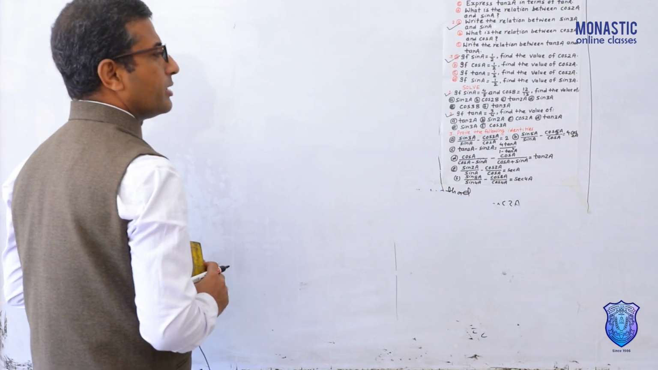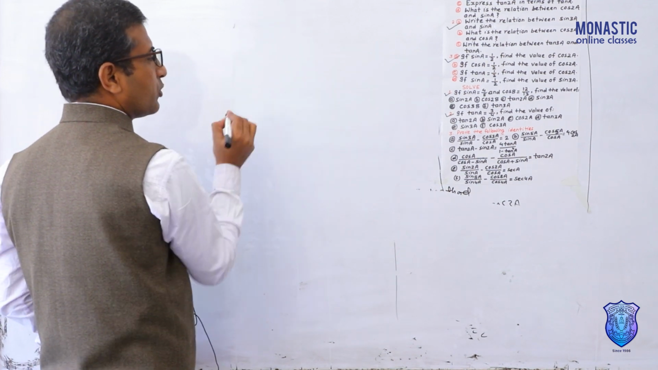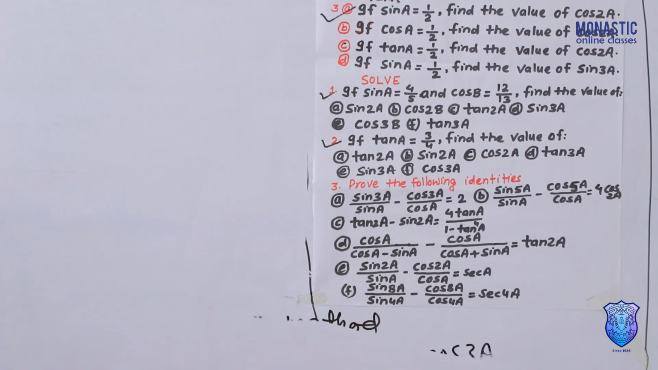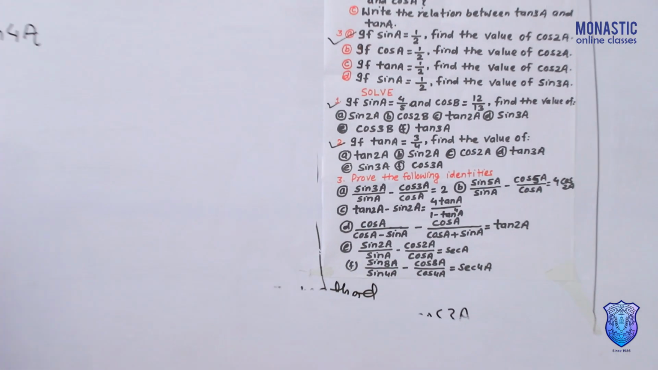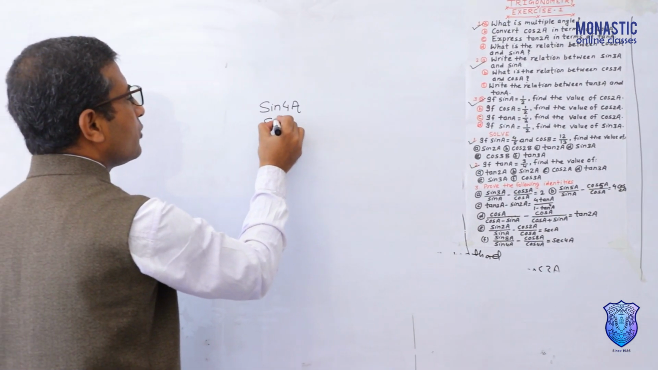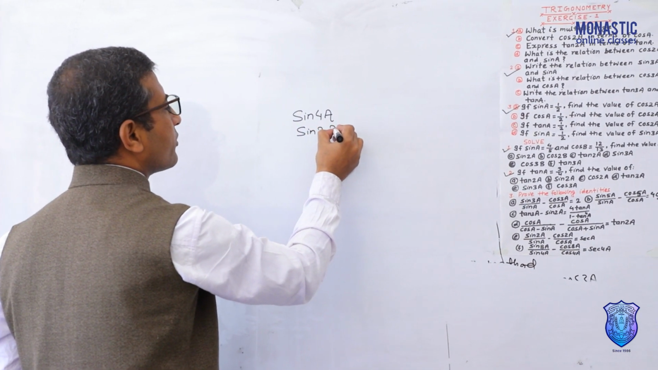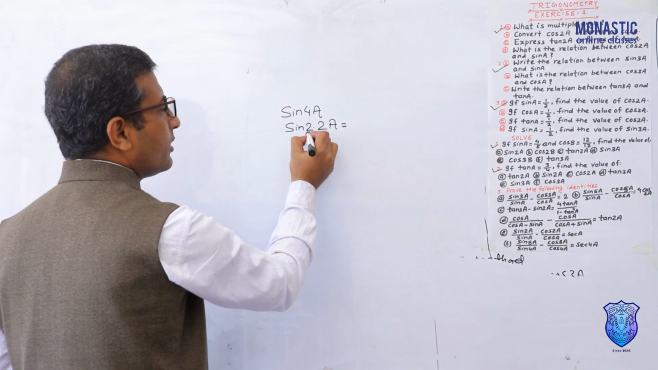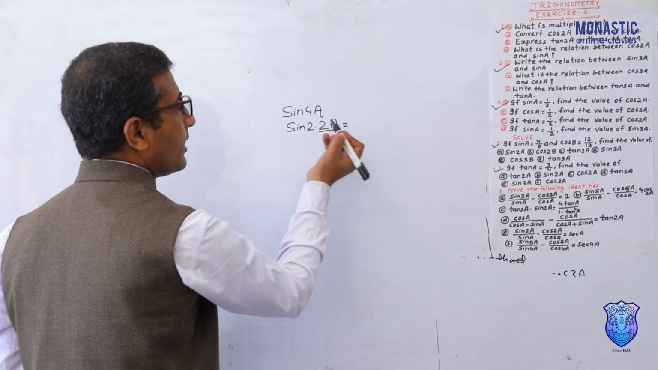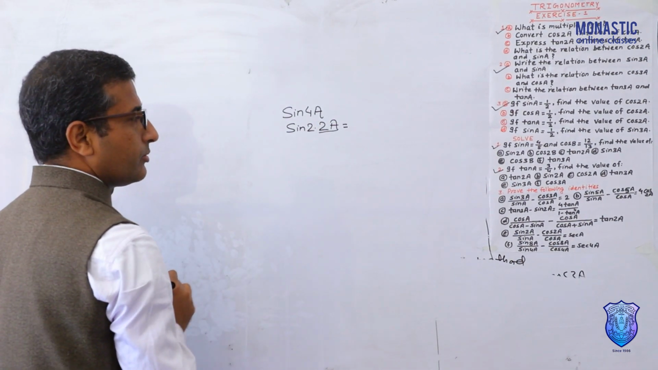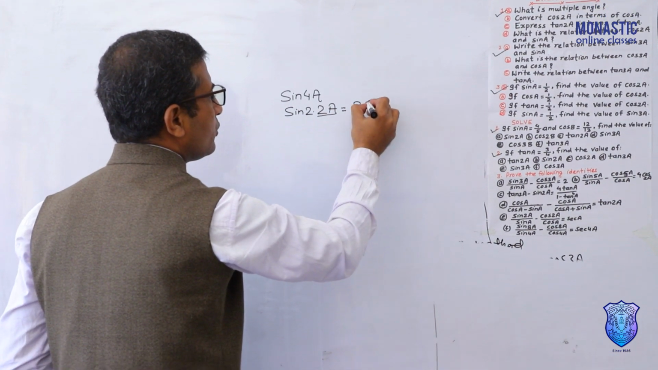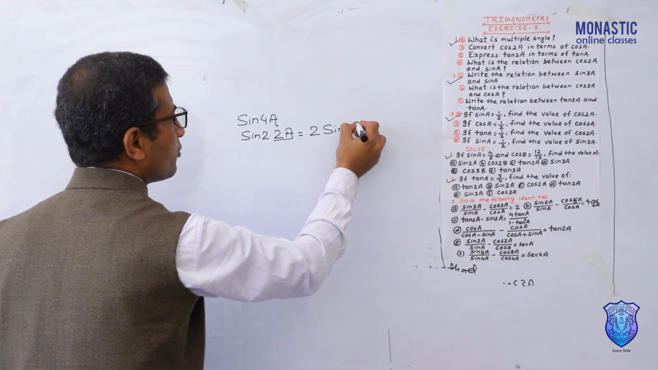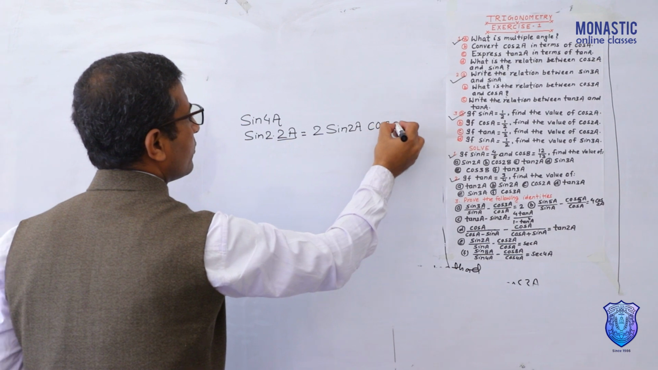Look at question number B. Exactly the same question, but now look at these things. Here is sine 4A. If I have to convert this into 2A, we can write sine 2 into 2A. We already have the formula of sine 2A, but in place of A, here it is now 2A. So what's the formula we have? 2 sine A cos A. But in place of A here is 2A, so we have to write 2 sine 2A cos 2A.